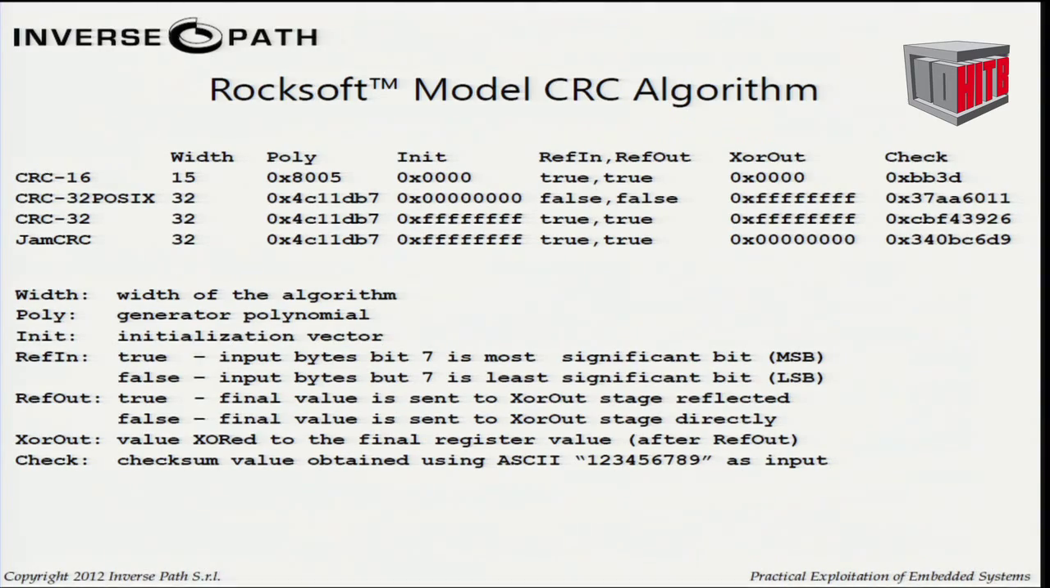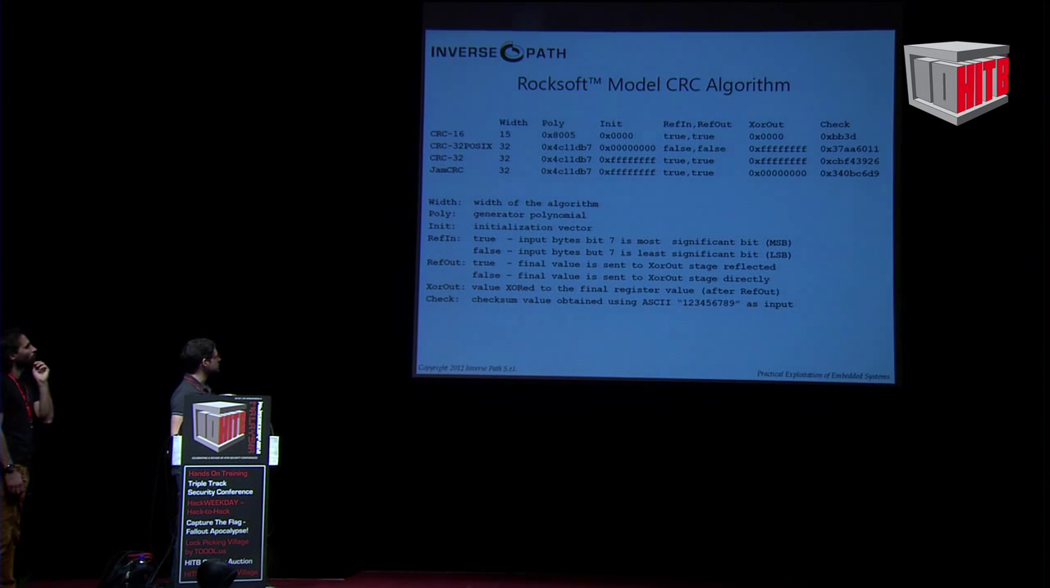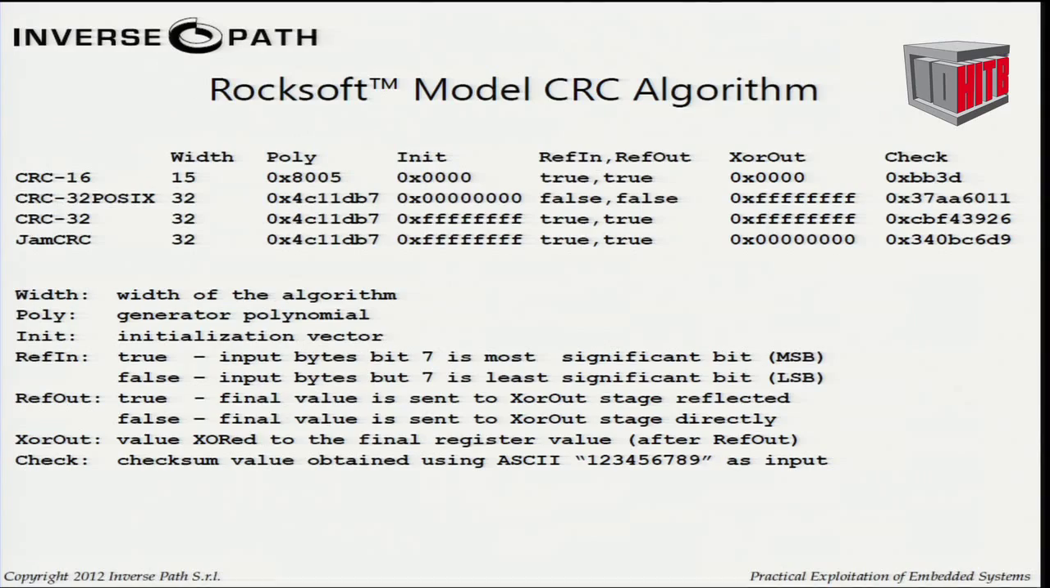So the polynomial, which is what's used for generating the CRC, we have an initialization vector. We have parameters which tell us how the different bytes are treated in different stages. And we have a value which is XORed to the final output. And then there's also a check, which is the checksum of the ASCII string 1, 2, 3, 4, 5, 6, 7, 8, 9, which is very useful when you want to compare and understand which kind of algorithm you're discussing.